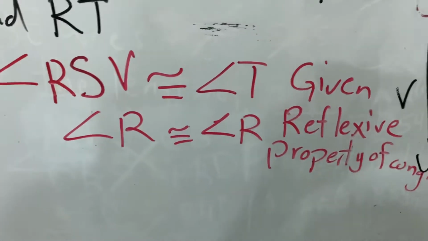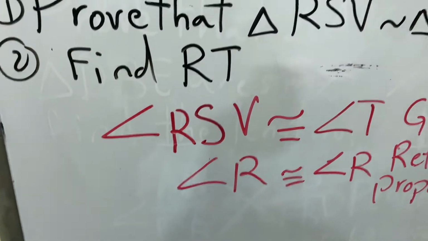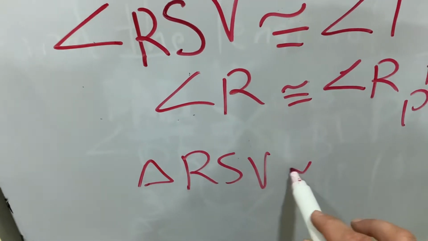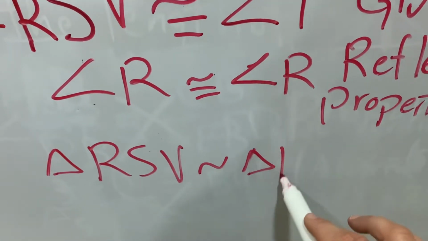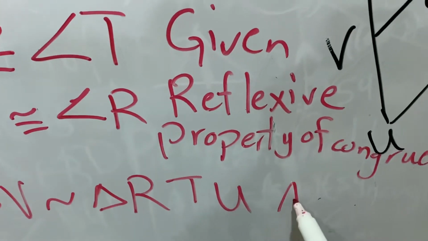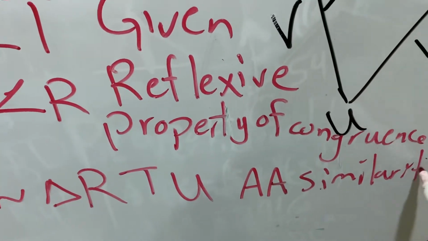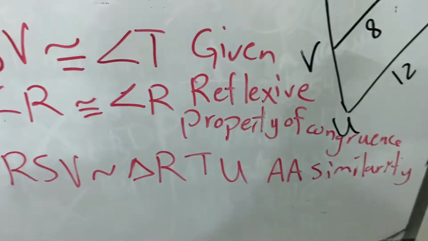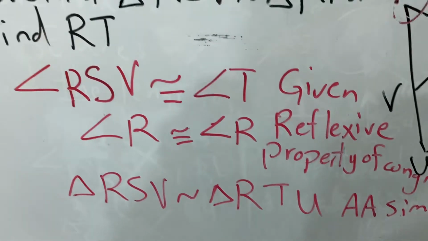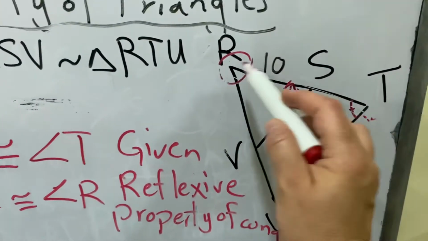So can I say now that the two triangles are similar? Yes, I have two angles, so I can prove that the two triangles are similar. So triangle RSV is similar to triangle RTU. By what we said? By angle similarity of triangles. Okay, now I proved that the two triangles are similar. Now I have to find the length of RT.